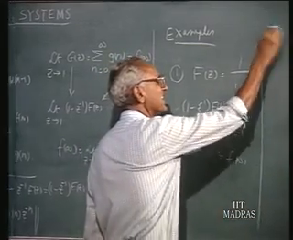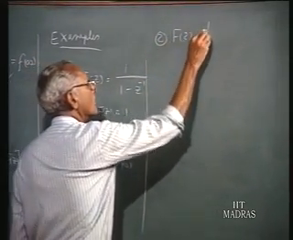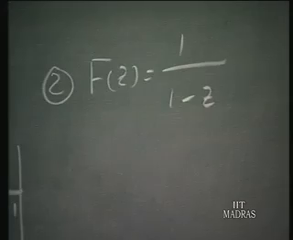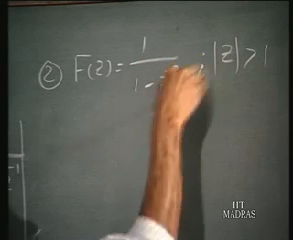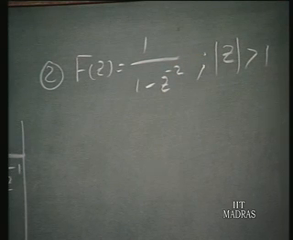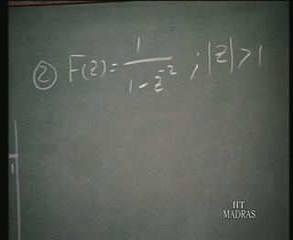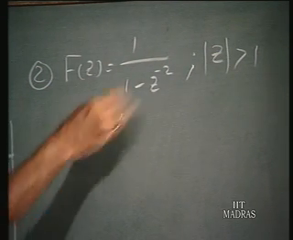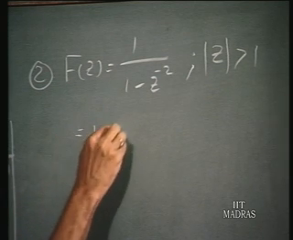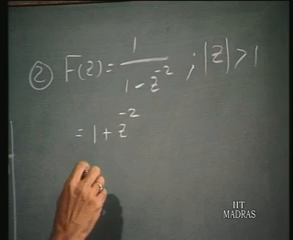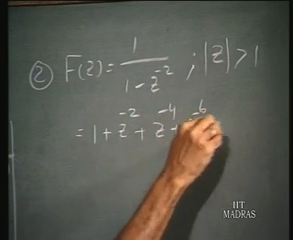Let us take a second example. Suppose I say f of z equals 1 over 1 minus z power minus 2, and it is further said that the region of convergence of this is z greater than 1. Now, since the region of convergence is the region outside the unit circle, I can expand this in powers of z power minus 1. So I can write this as 1 plus z power minus 2 plus z power minus 4, z power minus 6, and so on and so forth.